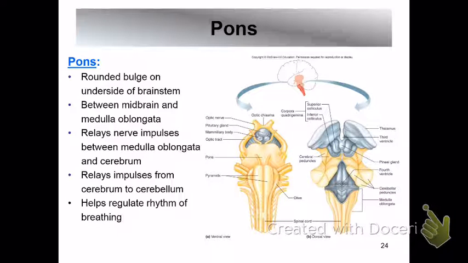The pons, when you look from that side view, that's that rounded bulge between the midbrain and the medulla oblongata. What does it do? Rhythm of breathing. At night, when you go to bed, you breathe a little slower because it's night time. In the mornings, you're exercising, maybe. You're breathing harder, getting your CO2 out of the body, oxygen in the body. So it controls the breathing rhythm.